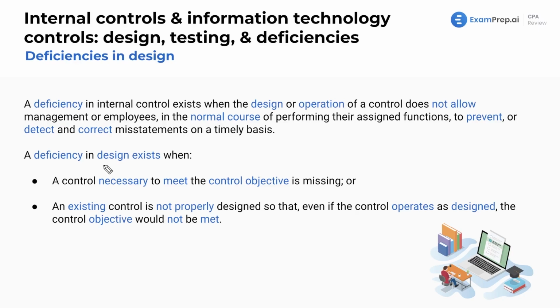Now, we could have deficiencies in that design when a control necessary to meet the control objective is missing, if we just don't have it, right? Or if an existing control is not properly designed, so that even if the control operates as designed, the control objective would not be met. You could have a control that is designed great, but it may not meet what you want to get from it. If you've got internal control that, like I said, with the authorization, properly make sure that someone is authorized to get a reimbursement from the company, right?